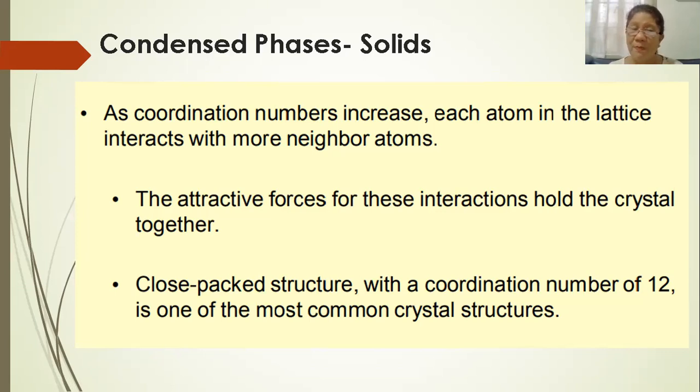For the close pack structure, because it has a coordination number of 12, it is the more common crystal structure. The crystal structure is more common with the FCC compared with the BCC and the SC.